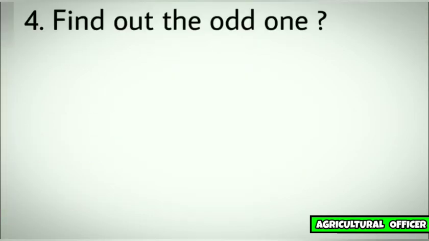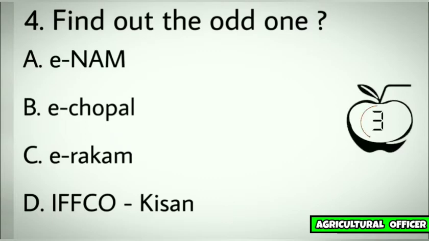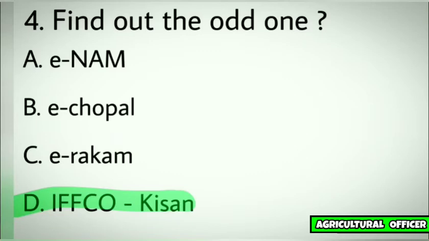Question number 4. Find out the odd one. Options: A. Enam, B. Echopal, C. Eragam, D. Ifko Kisan. Correct answer: D. Ifko Kisan.